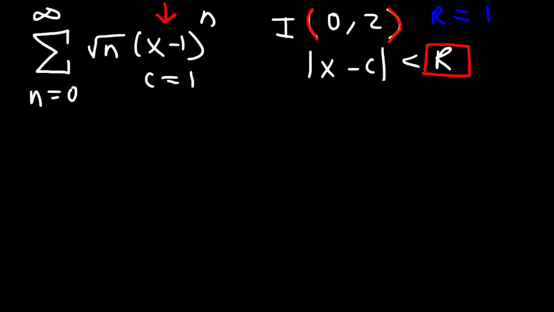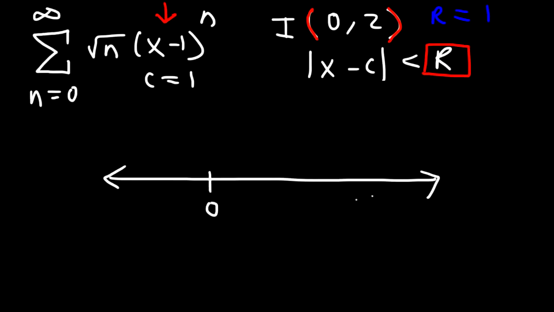Now let's plot the interval of convergence for this problem. So it starts at 0 and it goes to 2. Now it doesn't include 0 or 2, so we're going to have an open circle at those points. So anywhere in this region where x is between 0 and 2, the power series will converge.